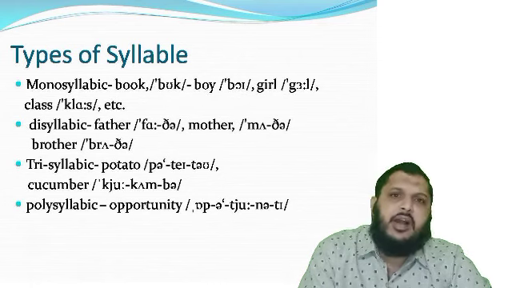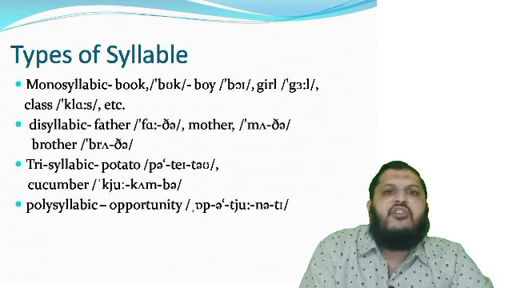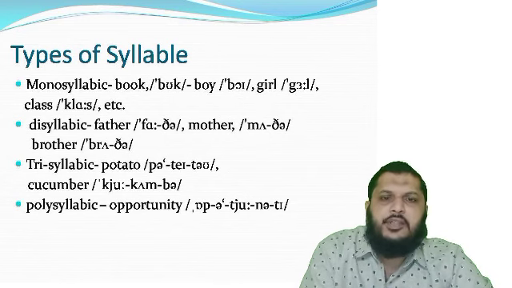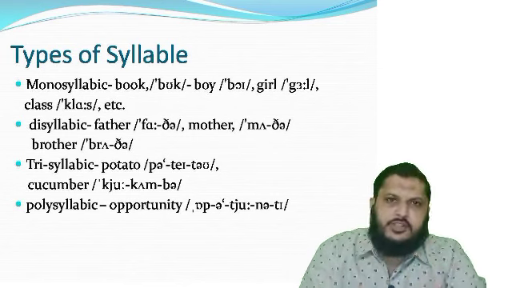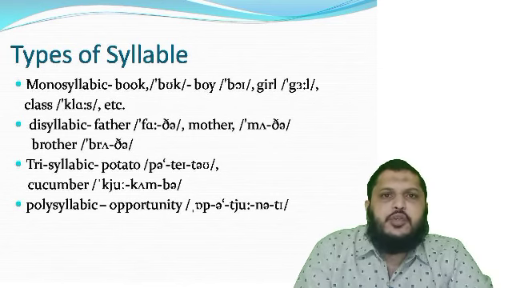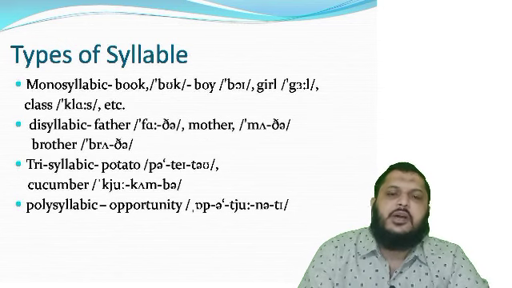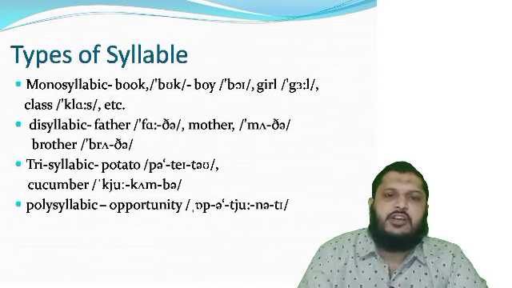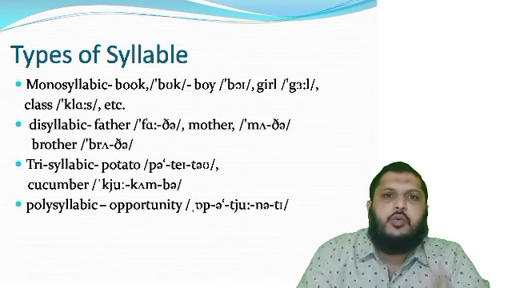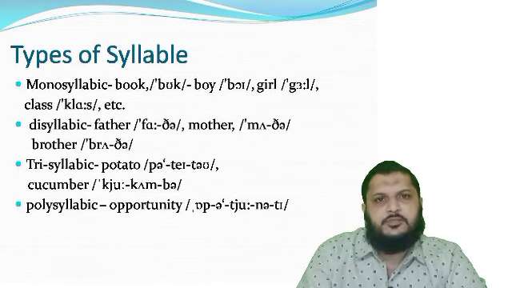Sometimes a word may contain two syllables. For example, father, mother, brother. These are all examples of words that contain two syllables. We call such words disyllabic words. Sometimes a word may contain three syllables. For example, potato, cucumber. These are examples of trisyllabic words.